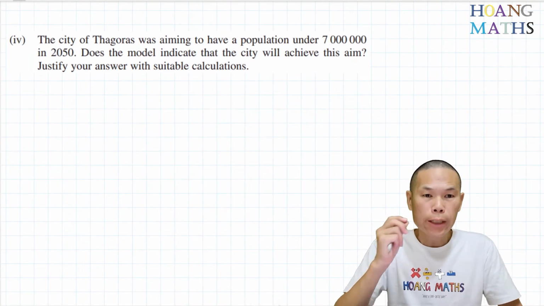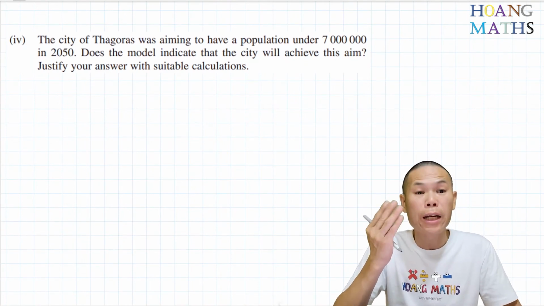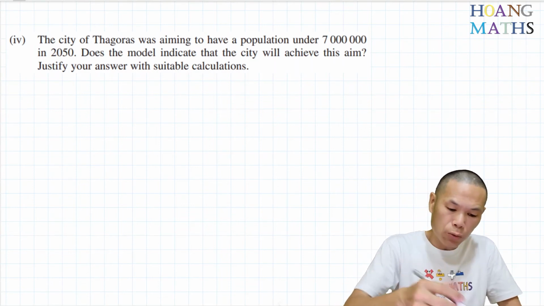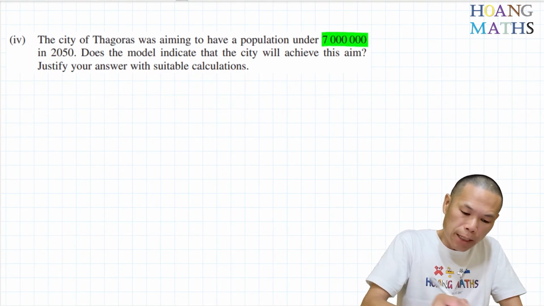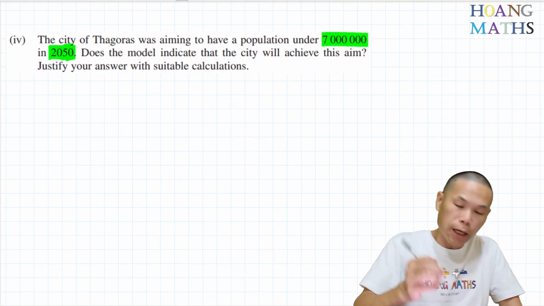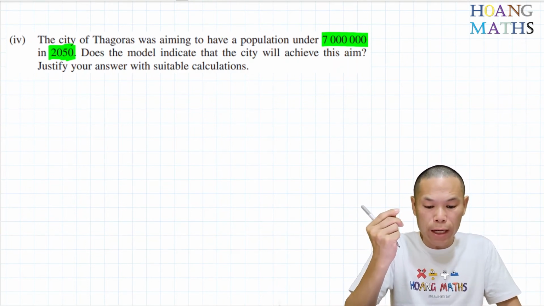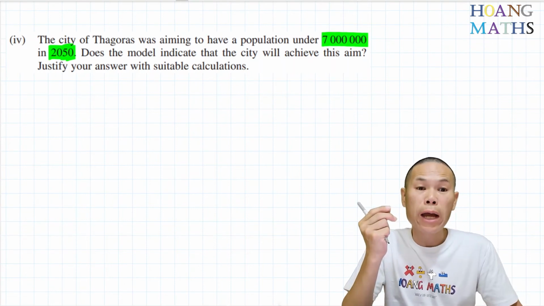Part 4. The city of Pythagoras was aiming to have a population under 7 million in 2050. So the important number is 7 million, that is under, and in 2050. Okay, keep that in mind. Does the model indicate that the city will achieve this aim? Justify your answer with suitable calculations.